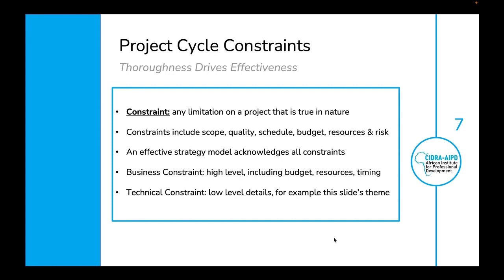Then constraints subdivide into business constraints and technical constraints. A business constraint is a high-level constraint. It includes budget, resources, and timing. It's what managers have to deal with. Technical constraints are low-level details. For example, this slide's theme. This slide's theme, essentially the entire slideshow, was meant to fit this theme.